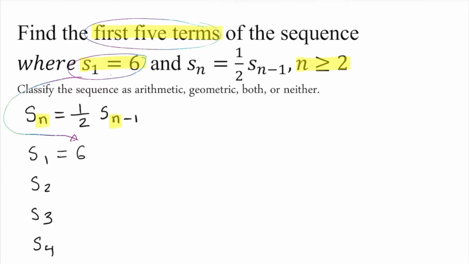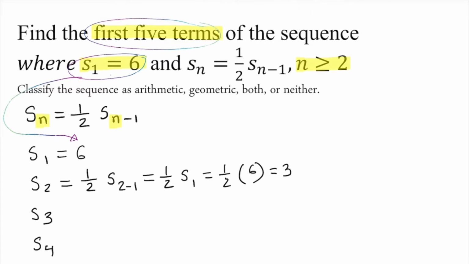Now S2. S2 is 1/2 S, and that is where we start, because n must be 2 or greater. So instead of n we put down 2. S2 minus 1, that gives us 1/2 S(2 minus 1), which is S1. So 1/2 times S1, which is 6, gives 3. Again, how do you know S1 is 6? It's just given down here.